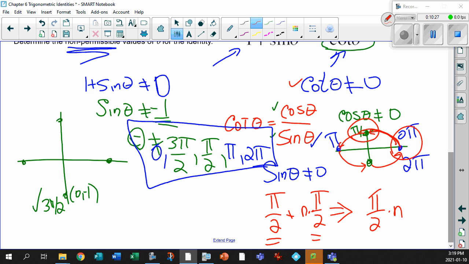If you use 2, you're at pi. If you use 3, you're at 3 pi over 2. If you use 4, you're at 2 pi, and so on and so forth. Don't forget to tell me that n is an element of I. So to properly write this, put it as theta cannot equal, that tells it's a non-permissible value, and you're good to go.